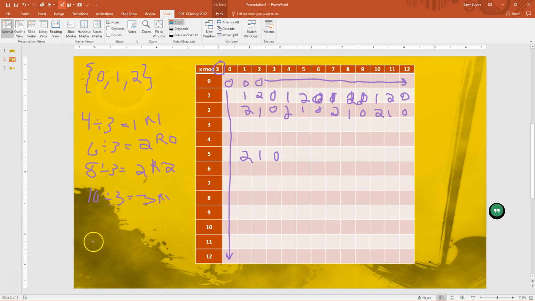Now I wonder if this pattern is going to hold. 5 times 4 is 20. 20 divided by 3 is going to be 6 with a remainder of 2. So it looks like this pattern's holding. Very, very interesting. Now, when we get up into these big numbers, I hope you remember our times tables. 12 times 12 is 144.